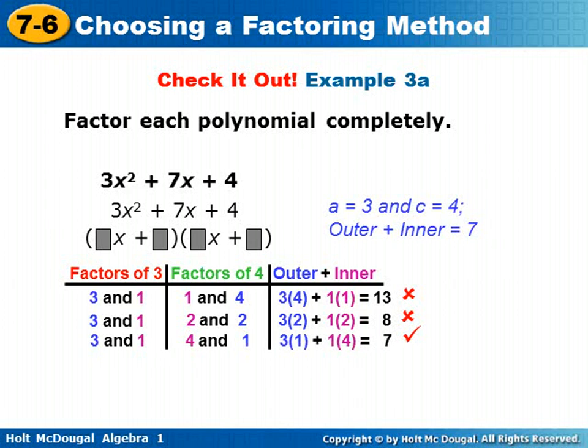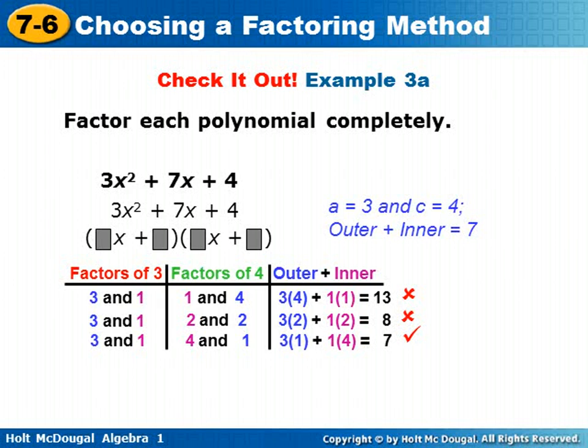We need to find factors of 3, factors of 4, and then outer plus inner needs to equal 7. So we chose factors of 3 to be 3 for the outer, 1 for the inner, and then factors of 4, 1 for the inner, 4 for the outer. We would multiply our outer terms, 3 times 4, and then add it to the multiplying of our inner terms, 1 times 1, and that would give us 13, which does not work. If we chose 3 for the outer and 1 for the inner, and then 2 for the inner and 2 for the outer, we would get 3 times 2 plus 1 times 2, which is 8, which still does not work.